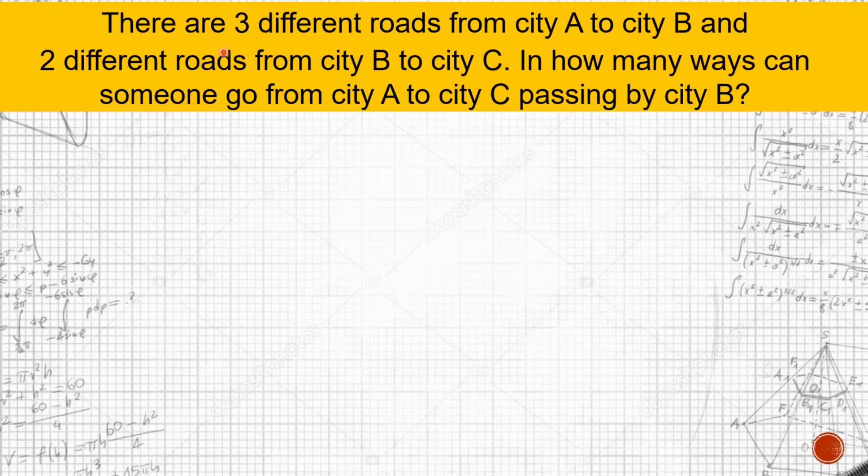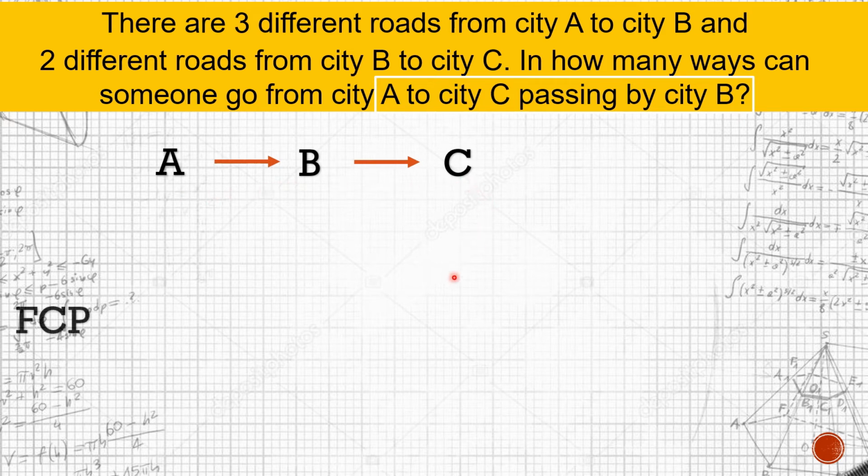Next problem. There are 3 different roads from CTA to CTB and 2 different roads from CTB to CTC. In how many ways can someone go from CTA to CTC by passing CTB? So, ibig sabihin sa problem na to, kailangan alamin natin kung ilang ways ka pwedeng pumunta from CTA to CTC pero kailangan dadaan ka sa CTB. So, it means CTA going to CTB, going to CTC.